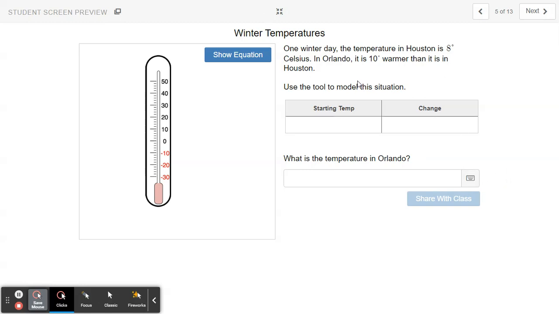Okay, so it says one winter day, the temperature in Houston is 8 degrees Celsius. In Orlando, it's 10 degrees warmer than it is in Houston. Use the tool to model the situation. And actually, you'll see that when we put in some things here, it's going to show us on the tool. So the starting temperature we're going to say is Houston's temperature of 8 degrees, and that's positive.